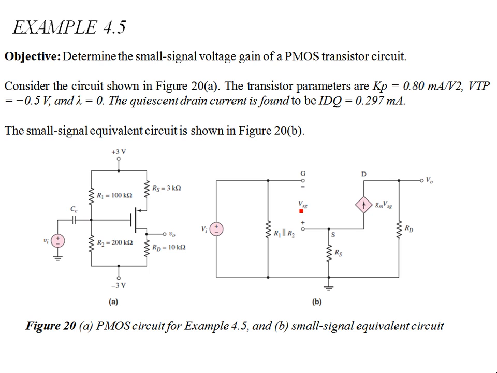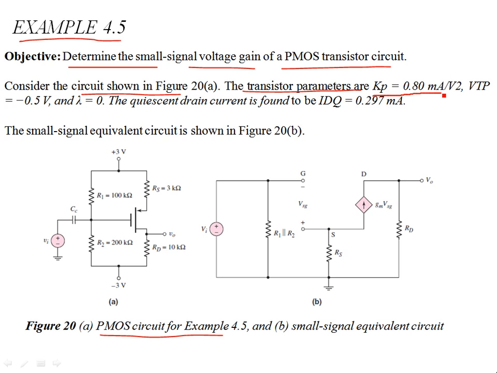Right, now this is example 4.5 from the course text. The objective is to determine the small signal voltage gain of a PMOS transistor circuit. The circuit is there in figure 28. So this is the PMOS circuit for example 4.5. Transistor parameters are given as: the conduction parameter for the PMOS MOSFET device is 0.8 milliamp per volt squared. Then the threshold voltage is negative, 0.5 volts.